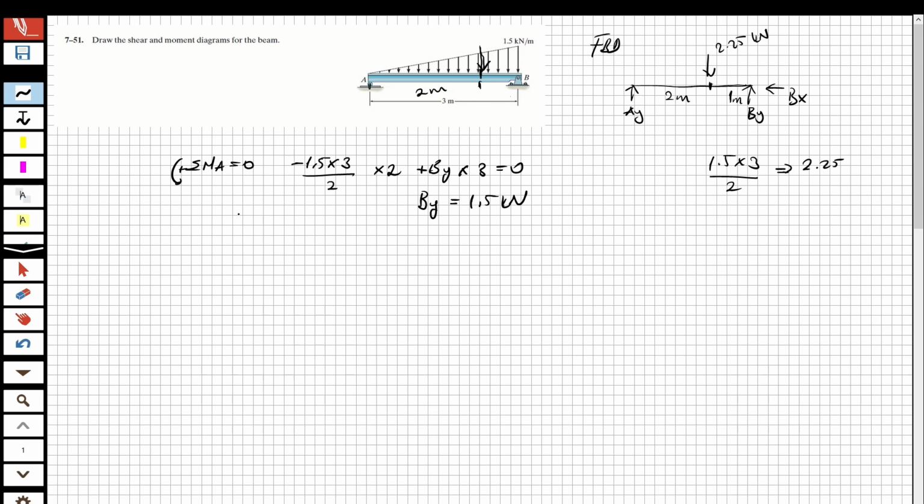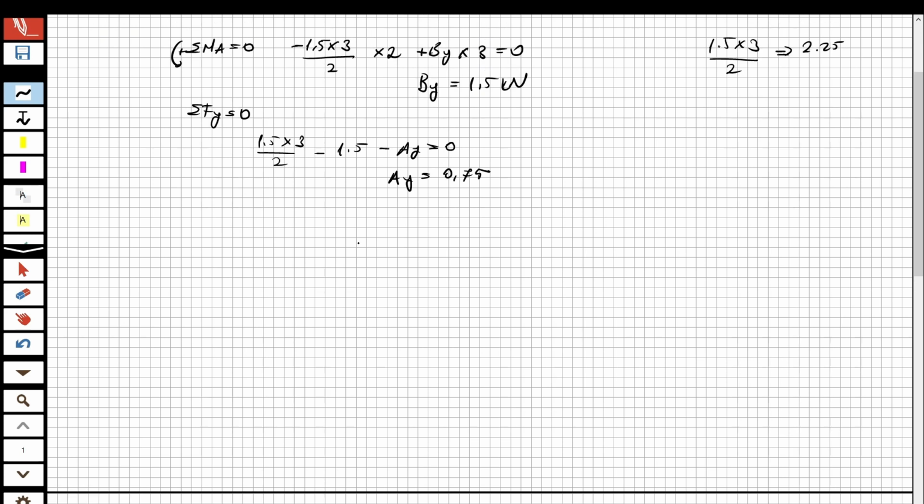Let's also determine AY. The sum of FY equals 0: 1.5 multiplied by 3 over 2, minus BY. What is BY? 1.5. And minus AY equals 0, so AY equals 0.75. For now, I'm just going to show you what the shape of the shear and the moment diagram will be. Then we are going to determine the maximum point of the moment, and then the question will be solved.